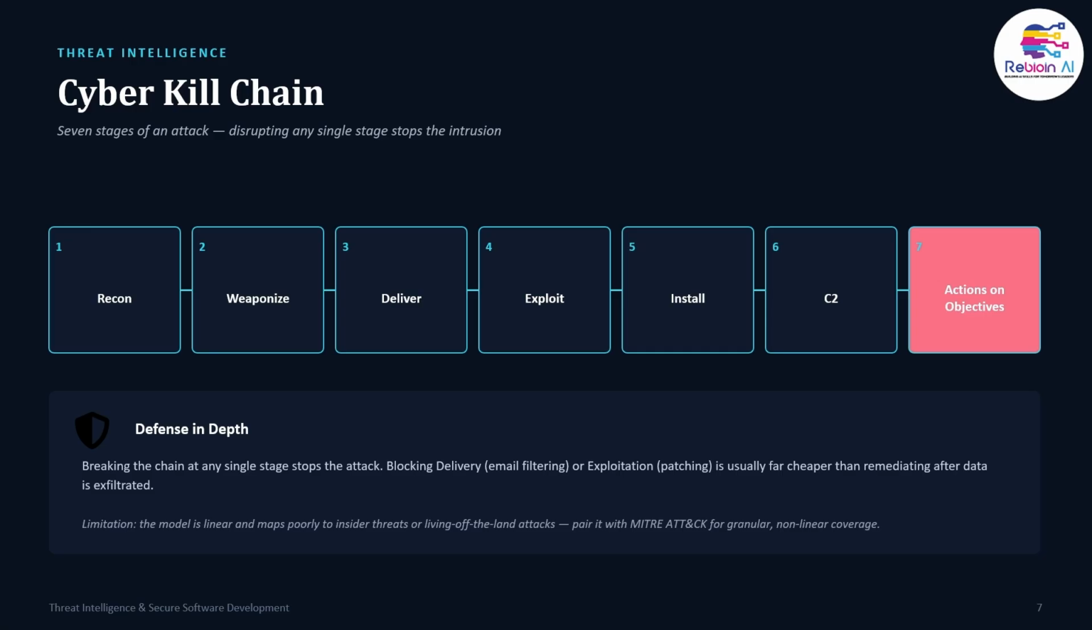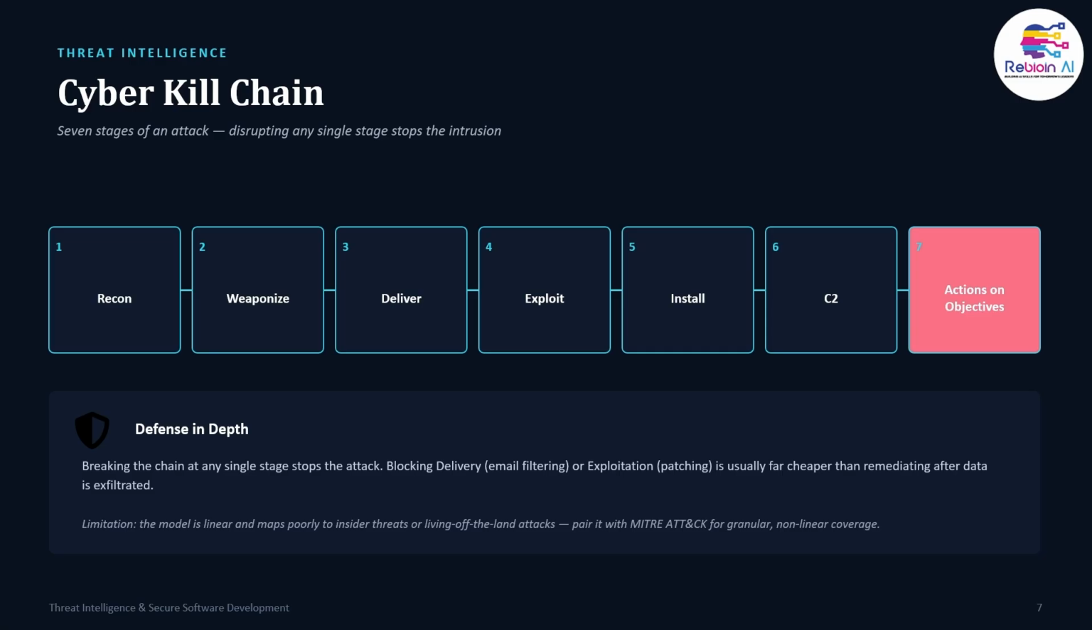Second, weaponization. That is, the hacker builds their weapon, usually a malicious file like a Word document with a hidden harmful macro packaged to look like an invoice. Third, delivery. That is, the hacker sends this weaponized file to John, usually through a phishing email pretending to be from a vendor. Fourth, exploitation.